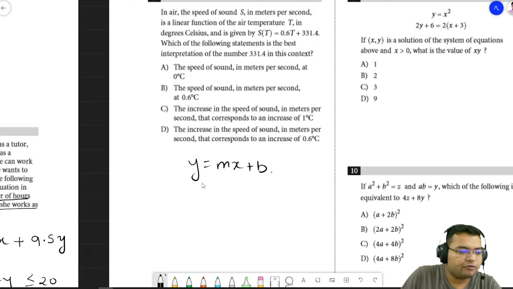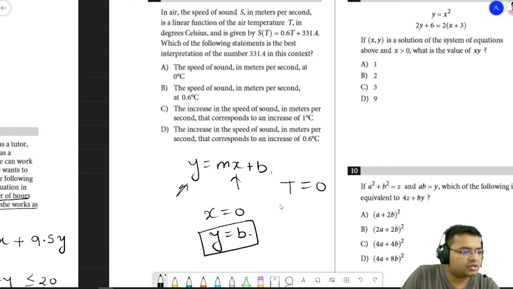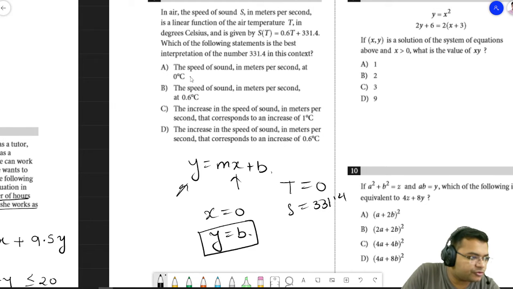If we consider y as output and x as input, we put in some value of x and get some value of y. Whenever you put x equals 0, you will always get y equals b. So according to this equation, when the temperature is 0 degrees Celsius, the speed will be 331.4. So it is the speed of sound in meters per second at 0 degrees Celsius. This seems correct, but we'll go through the rest of the options.